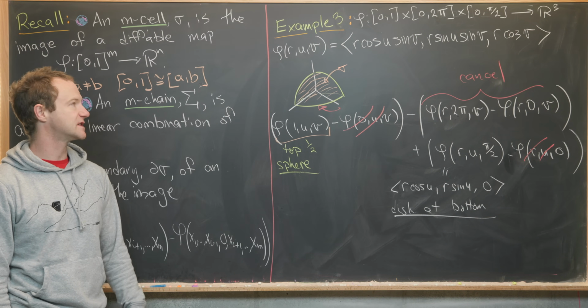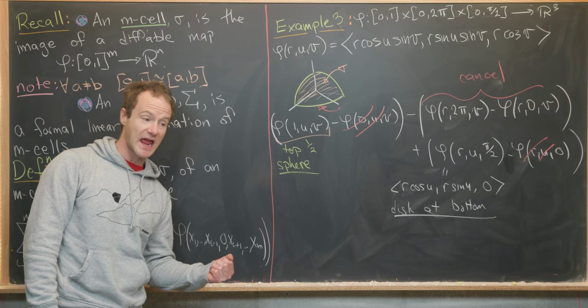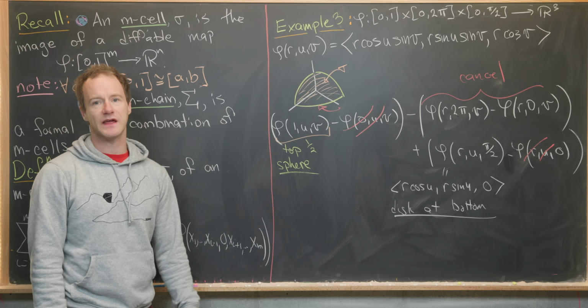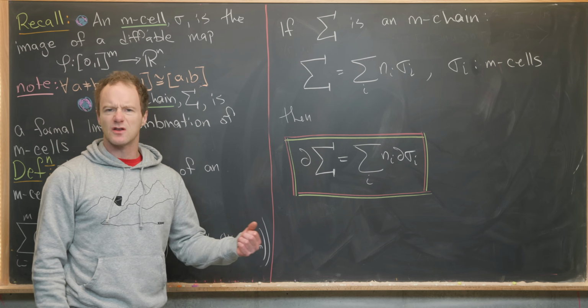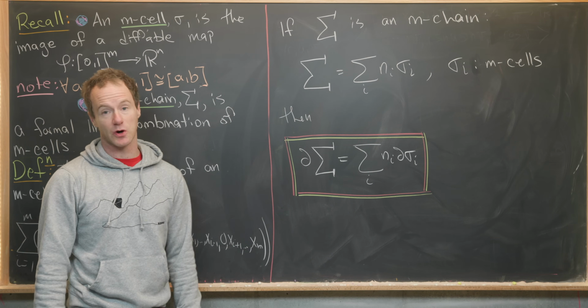Okay, so now that we've looked at some examples, we need to look at the boundary of an M chain, not just an M cell. So I'll clean up the board and we'll end with that definition. So now that we've looked at some examples, we can look at the definition of the boundary of an M chain. And this is super quick.